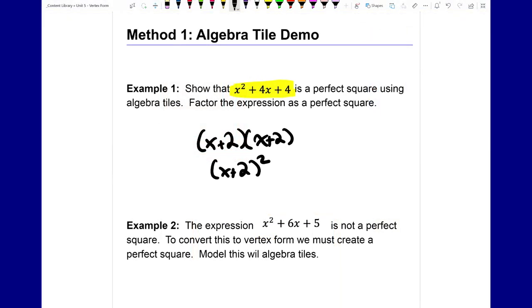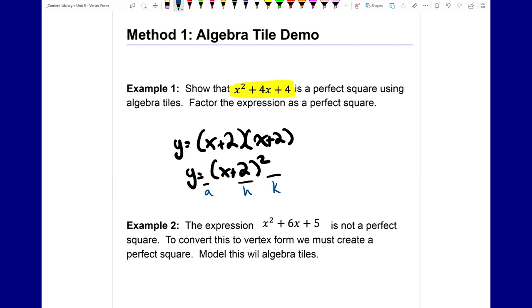Now, if this is a quadratic expression and I set y equals, I've now gone from a standard form to a factored form, and now to a vertex form. Right? I don't have an a value. I have my h, and I have my k at the end. Even though we don't see anything, we can assume it's plus 0. Right? So that's how we're going to use a perfect square to help us write it in vertex form.